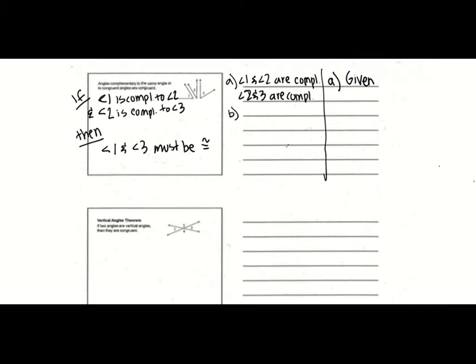Well, if we know angle 1 and angle 2 are complementary, we could add those up. Angle 1 plus angle 2 would be 90 degrees, because that is our definition of complementary. Same thing with angle 2 plus angle 3. Just going to write it on that line because it's the same reason. Both those statements are true because it's the definition of a complementary angle.